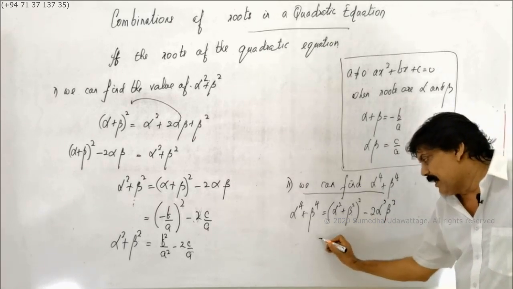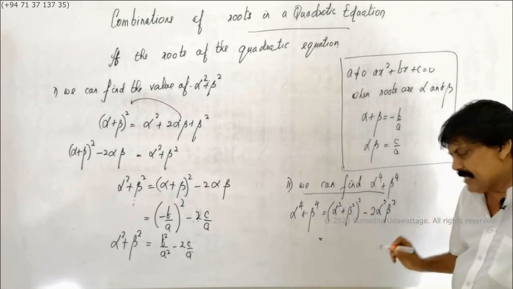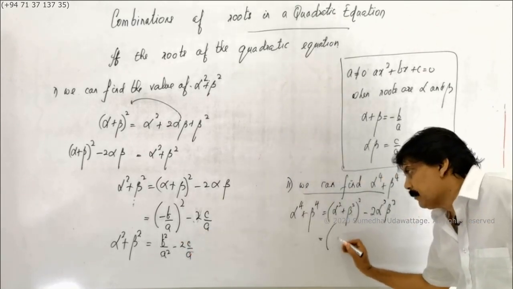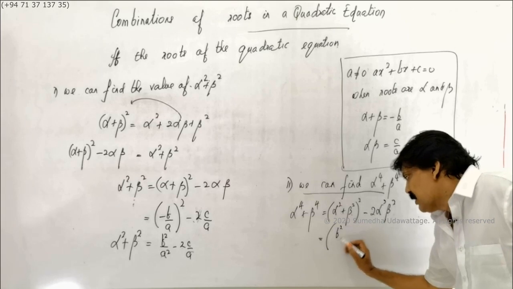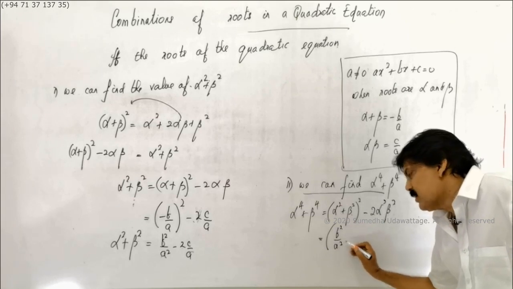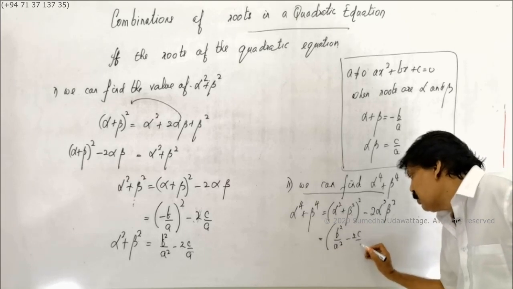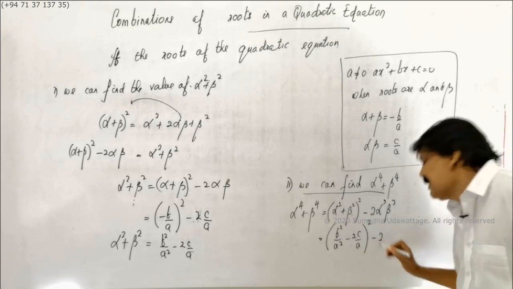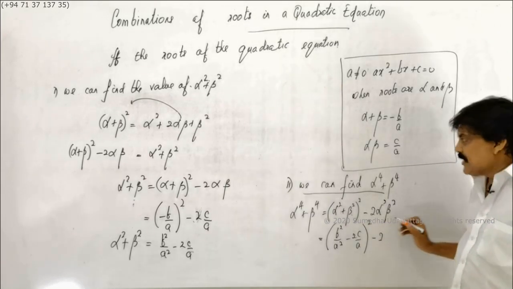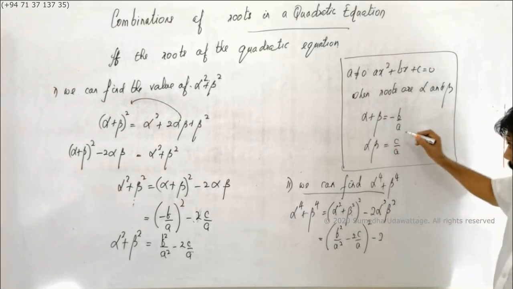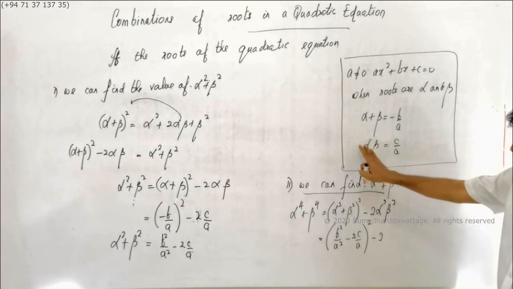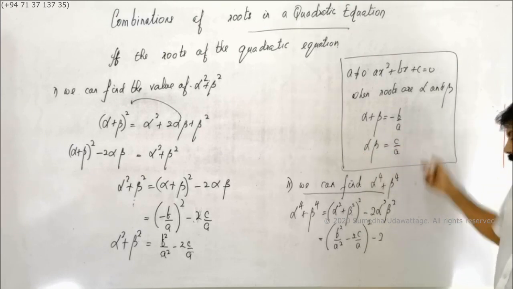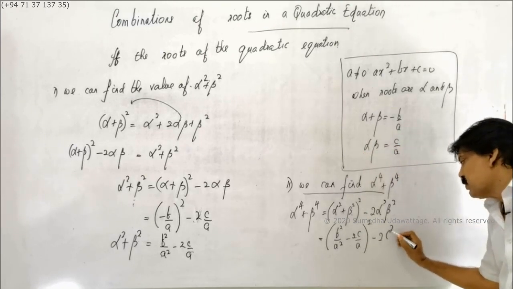Then alpha square plus beta square was this. I would substitute it here. It was b square over a square minus 2c over a, complete thing square, minus 2 alpha square beta square. Alpha beta was c over a, then alpha square beta square would be, this part also gets squared, c square over a square.